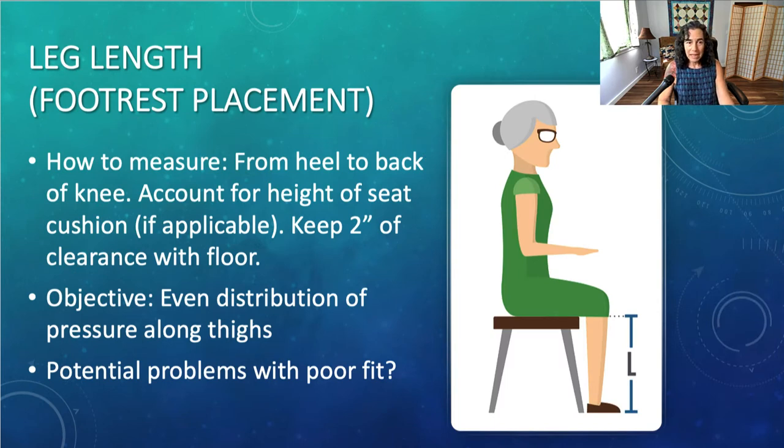The next aspect is leg length, and this is going to be important for the footrest placement. How to measure: from the heel to the back of the knee. And we want to account for the height of the seat cushion if applicable. So if there's a cushion there, we want to put the cushion on, and we want to keep 2 inches of clearance from the floor. So that's going to give us some clearance so that the footrest doesn't drag on the floor or bump when we go up and down. The objective is even distribution of pressure along the thighs.